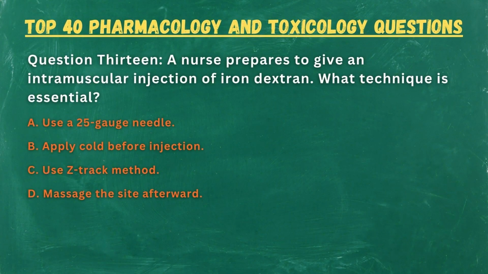Question 13. A nurse prepares to give an intramuscular injection of iron dextran. What technique is essential? A. Use a 25-gauge needle. B. Apply cold before injection. C. Use Z-track method. D. Massage the site afterward. Answer. C. Use Z-track method.